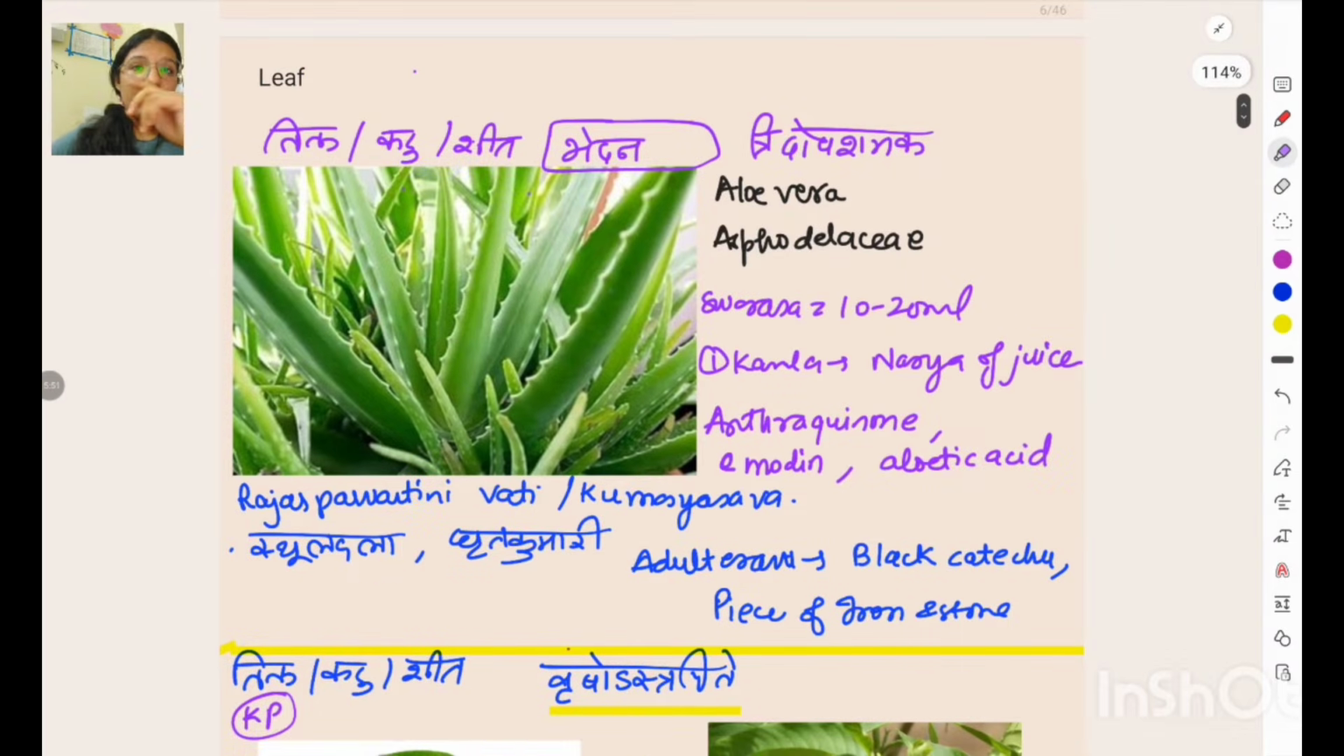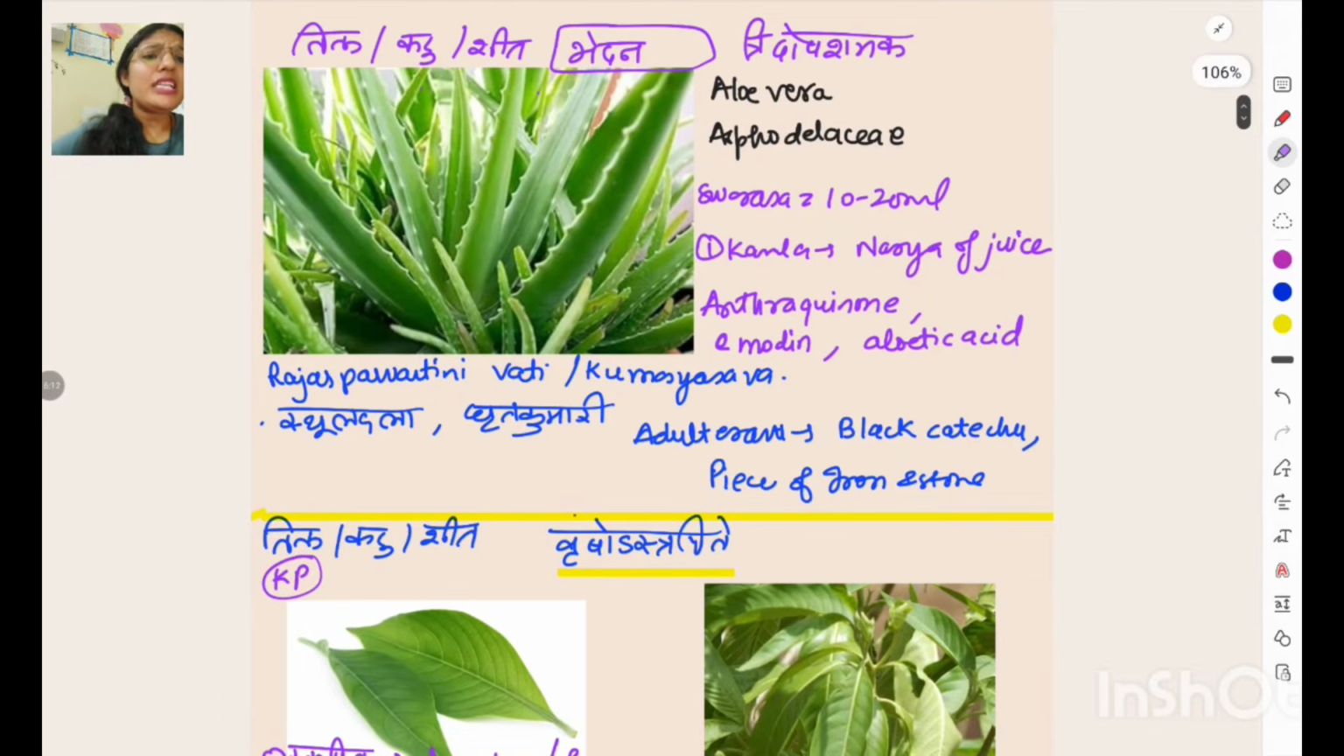Next come to leaf, and for leaf we are using Kumari, Vasa and Meshashringi. So out of these, one specimen will surely be there in your exam. Rasapanchaka is Tikta, Katu, Shita, and it has a Bhedana Prabhava. Don't forget this. Okay, botanical name is Aloe vera, Asphodelaceae family. And these are the substitute, adulterant and synonym, and Rajapravartini is one of the important formulations of this Kumari.